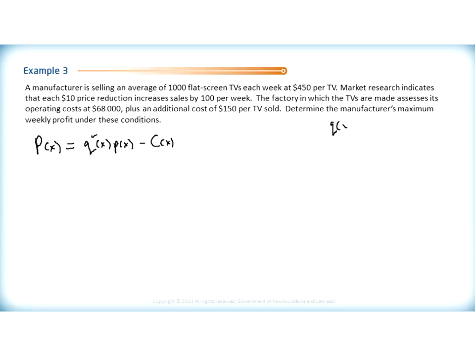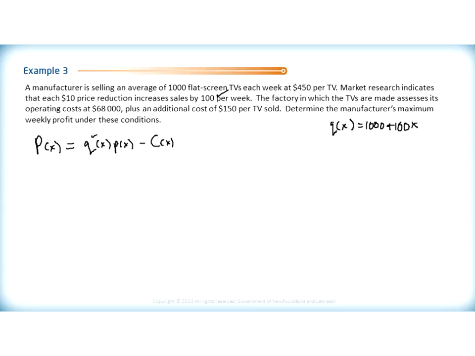So right now, we're going to sell 1,000 flat screen TVs, but we're going to reduce the price, and that'll increase our sales by 100 per week. So we're going to say x is the number of times we reduce the price, just like we did in the last problem. x is the number of times we change things. So we're going to add 100 times x to that.